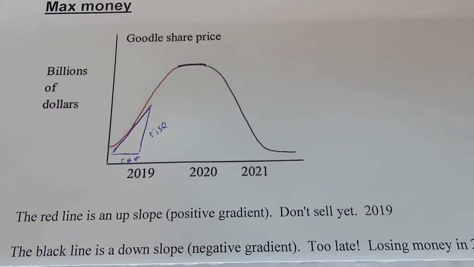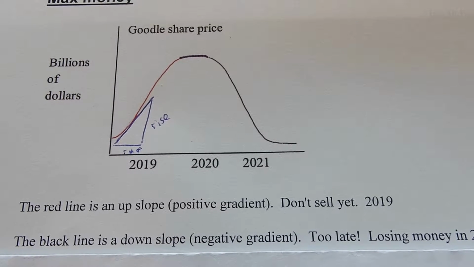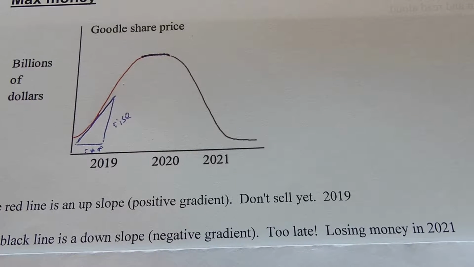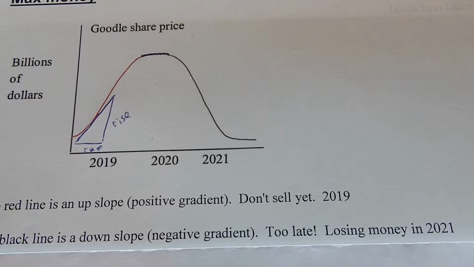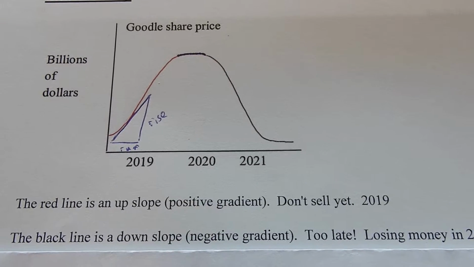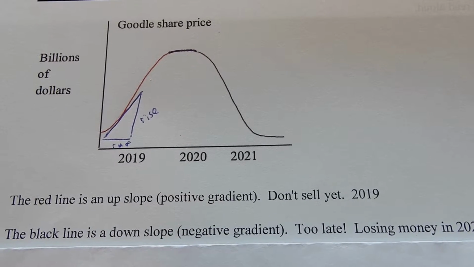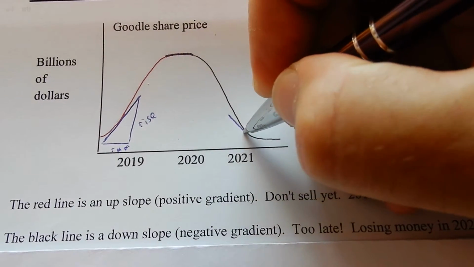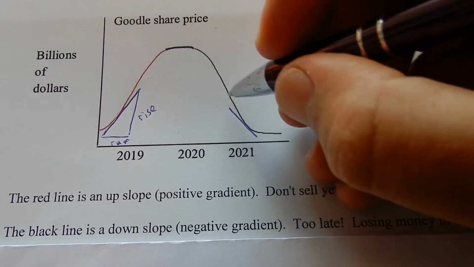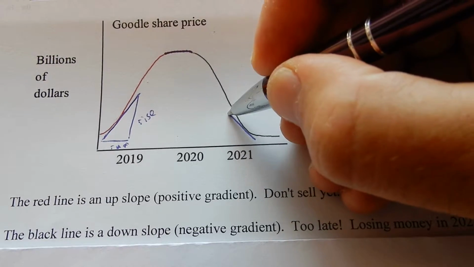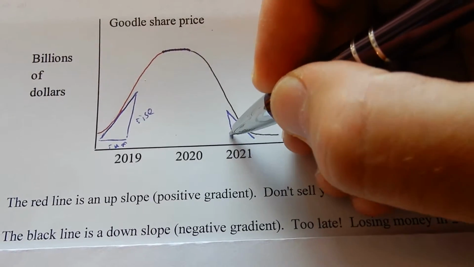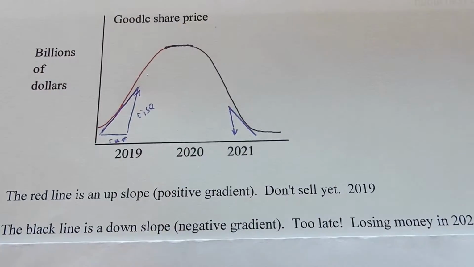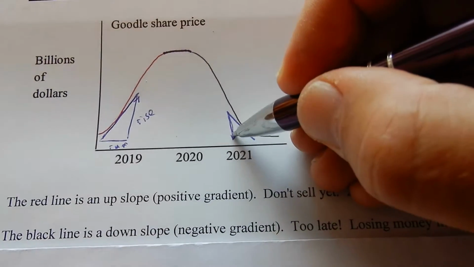The black line is a downslope. Negative gradient. Too late! You're losing money! By 2021, you've been too late to sell your shares. This is a negative gradient. It's not really a rise. It's going down. This is rising up. Here the prices are going down.